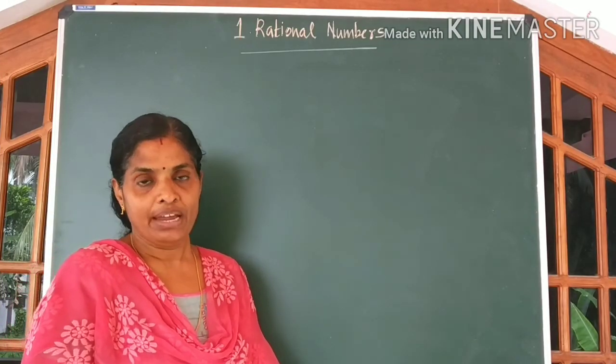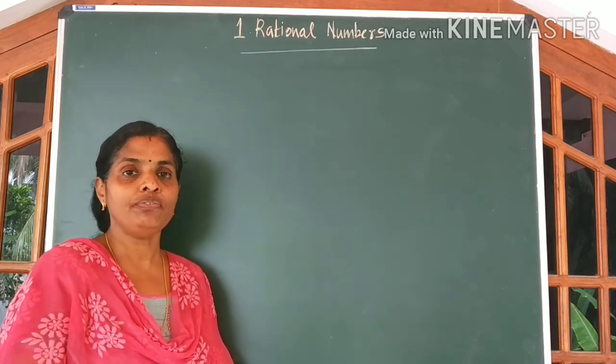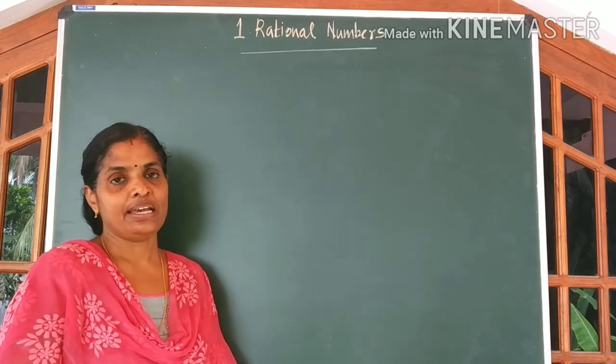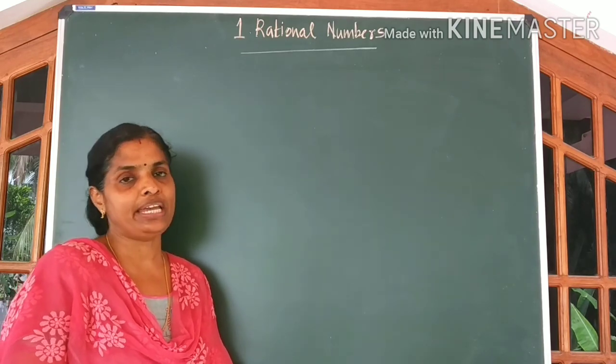Children, we have discussed closure property in the case of whole numbers, integers and rational numbers. In our next class, let us discuss the commutative property.